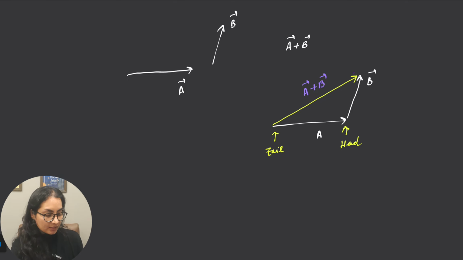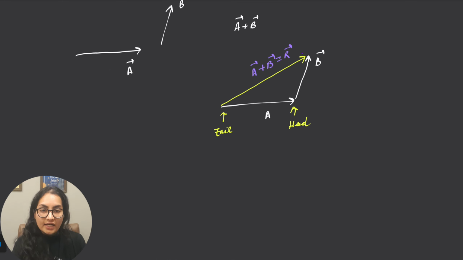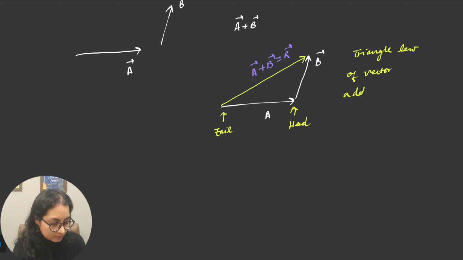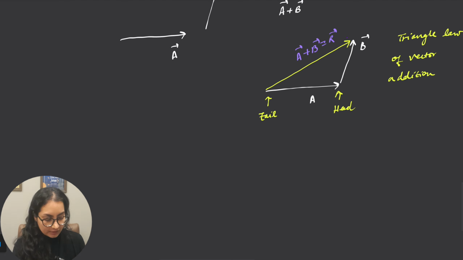Why? Because instead of applying A and B as separate vectors, I can just apply that resultant vector A plus B to get the same effect as A and B both. So in this scenario, a triangle is formed. So this method is called the triangle law of vector addition. So this is the first method.